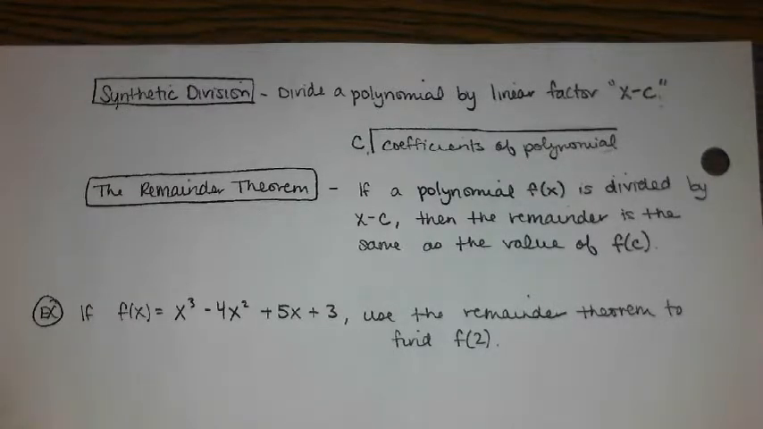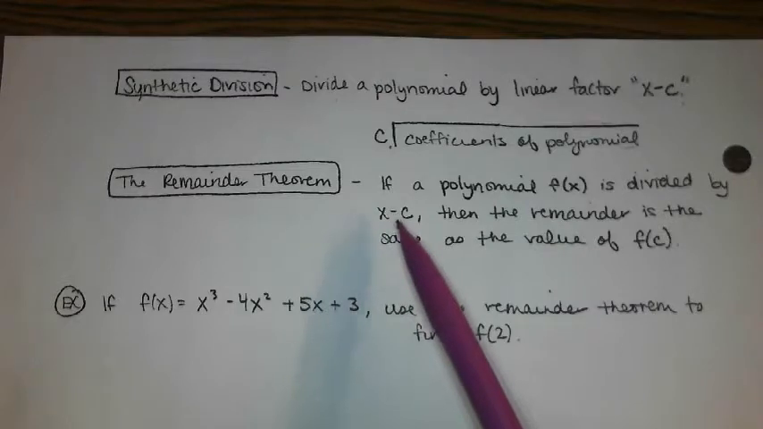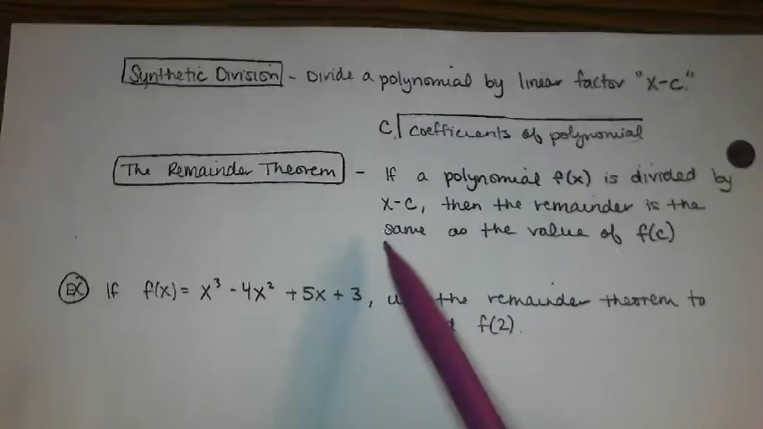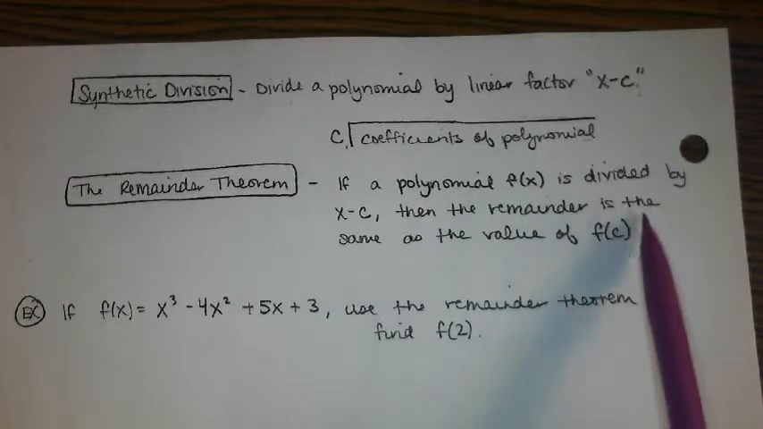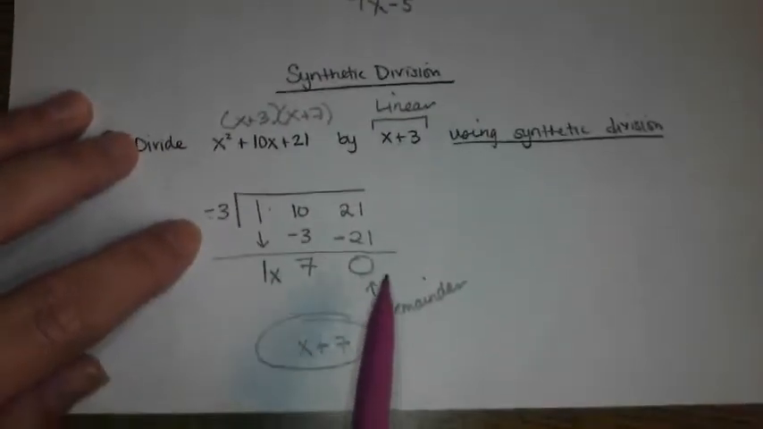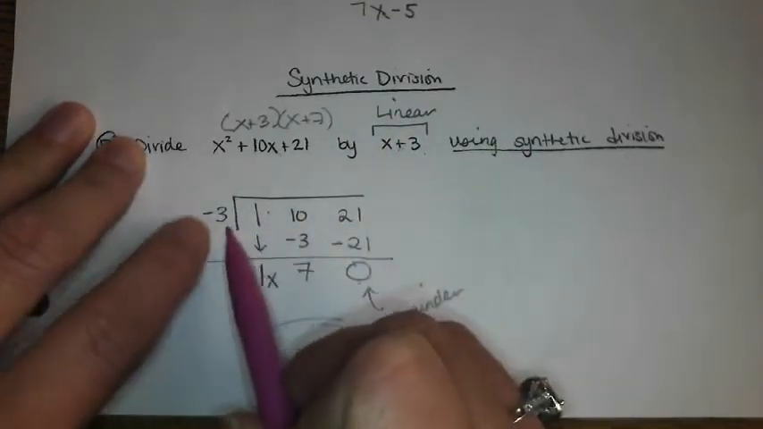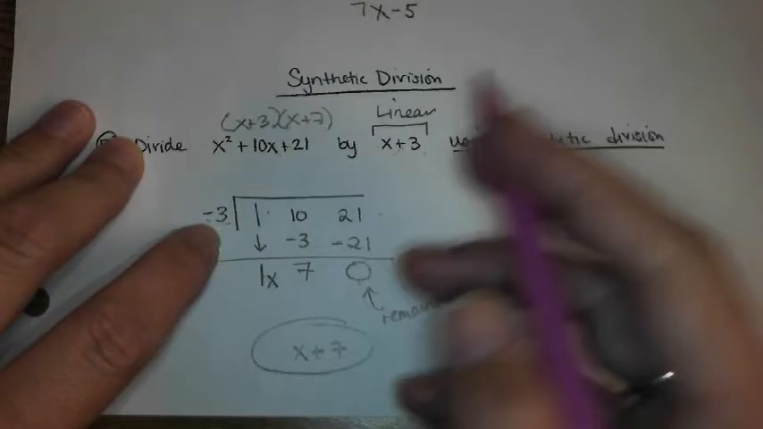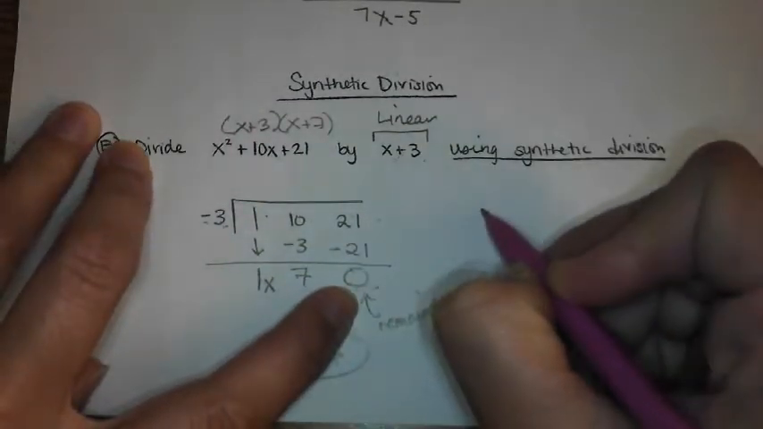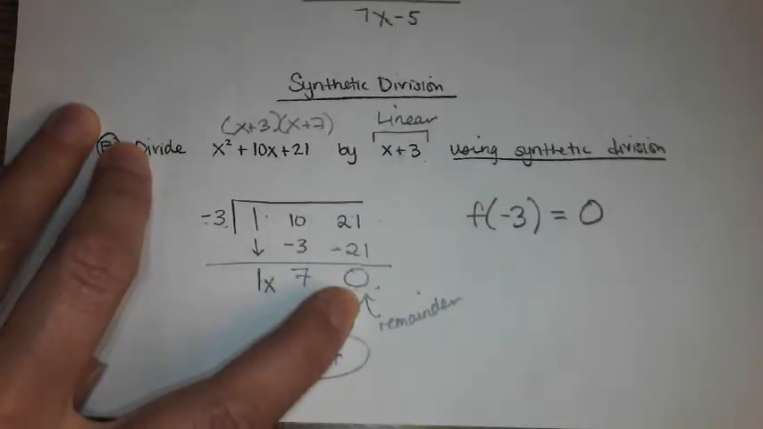The remainder theorem you did do last year. If a polynomial gets divided by a potential factor, right, divided by a smaller polynomial, then the remainder you get is the same as the value of f of c. So for example, if I go back here, if the factor was x plus 3, then the potential root is negative 3. So the remainder I got of 0 is the same as the value of f of negative 3, right?